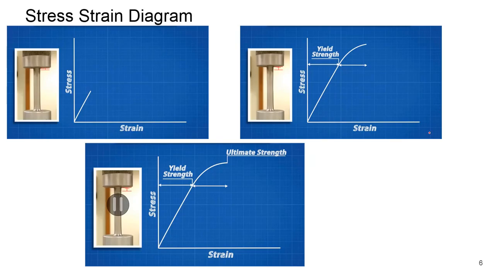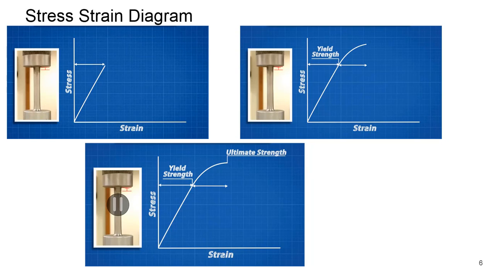Now let us try to understand the stress strain diagram that we have just seen, the different regions. So first we will see this particular region, which is the elastic region. You see in the elastic region it is almost a straight line.